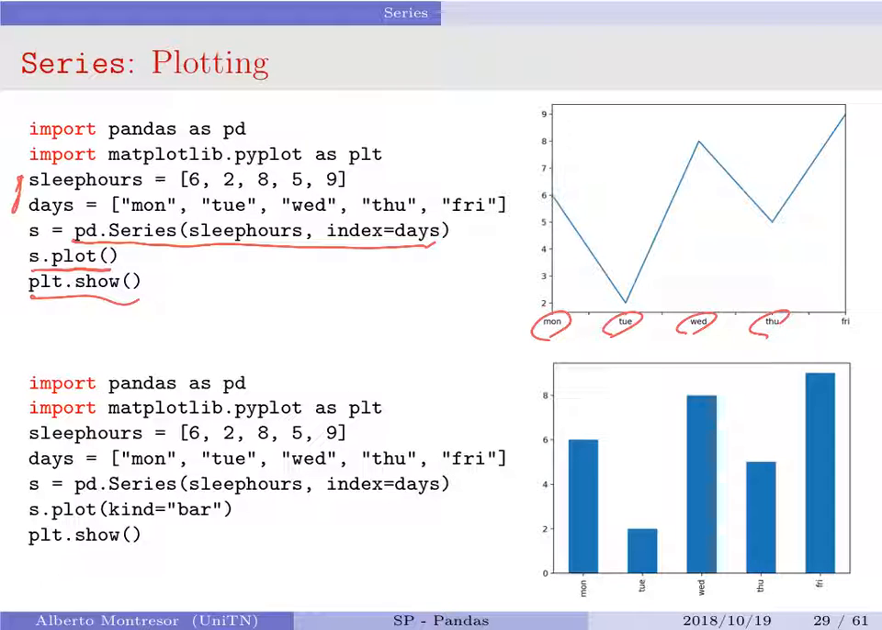Then you can have the plot here, which is not specifying anything, so you get the default plot. But if you want to specify different formats, for example a bar plot, you just have to specify it, and you get a bar plot of the same data. Okay, very, very simple. This is just to show you a very simple example. We are not going into the details now.